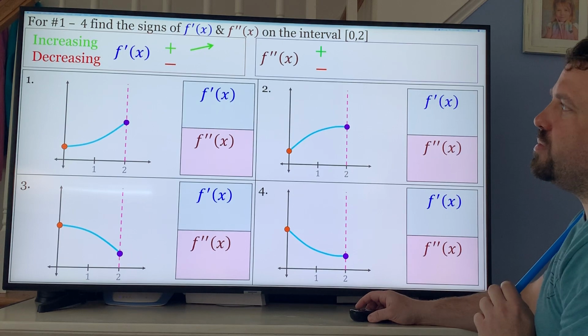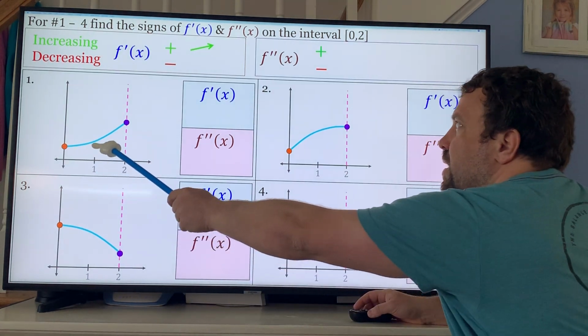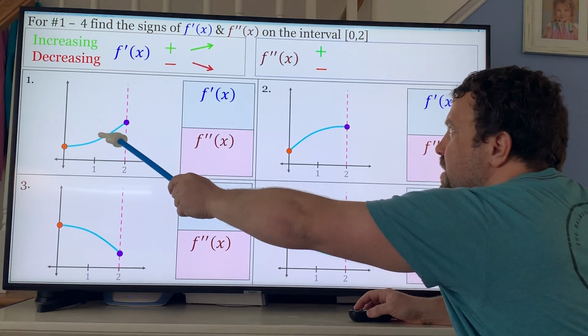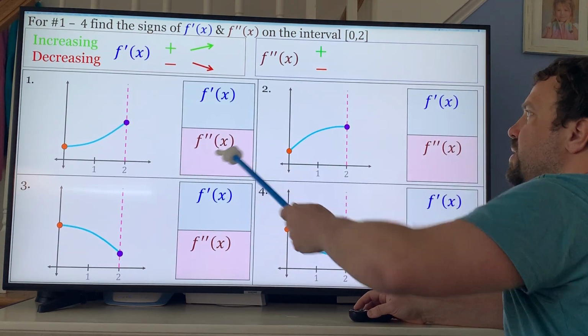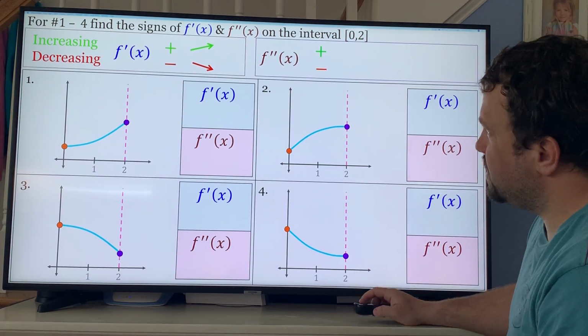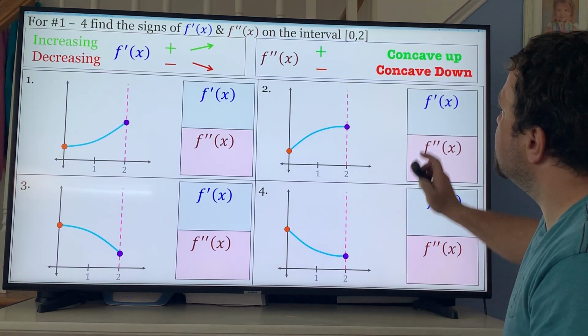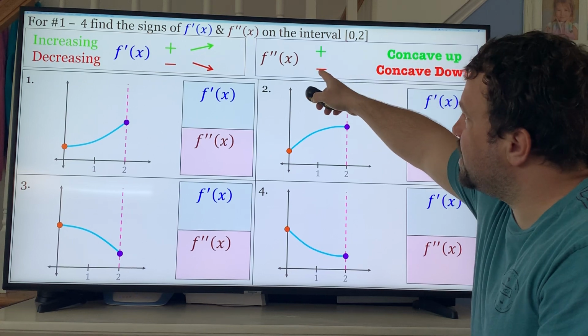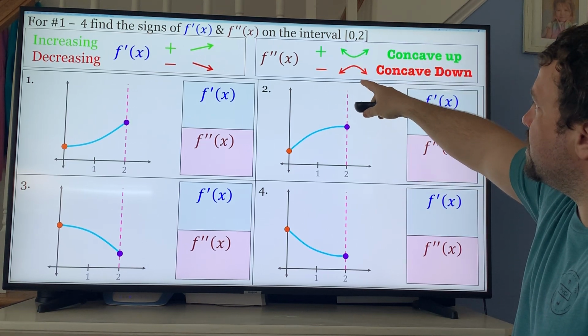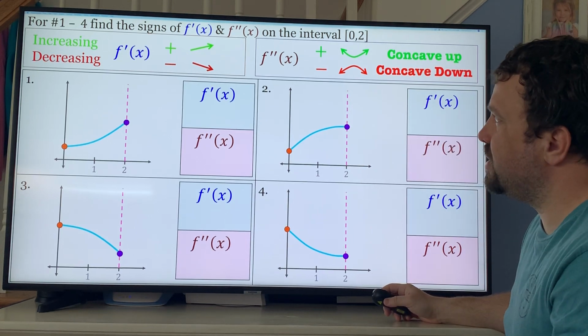So, positive means your graph is going to be going up from left to right. Negative means your graph is going down from left to right. All right? F double prime x: concave up if it's positive, concave down if it's negative. Concave up, once again, looks like a U. Concave down looks like an upside down U.